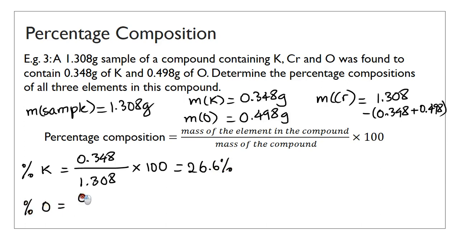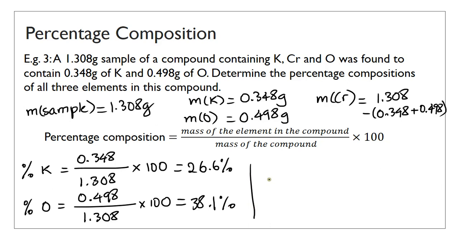percentage by mass, percentage composition. The percentage composition of oxygen is going to be 0.498 over 1.308 times 100. So this one is 38.1%. And then the last thing is I'm going to find the percentage composition of chromium, which is just 100 minus 26.6 minus 38.1.